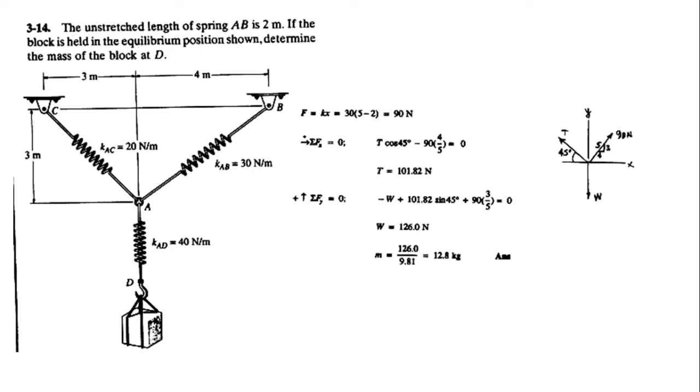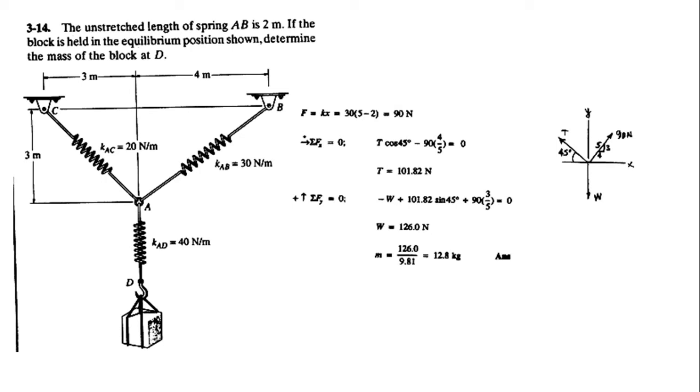Now you apply sigma Fx equal to 0. You draw the FBD of your system, x, y, and the weight is acting downwards. The other component from A is the tension T, and the other one that you have already calculated is the force, which is 90 newtons, and its components will be very simple: 4 and 3 by 5. Now you apply sigma Fx equals 0. It will be T cos 45 minus 90 times 4 upon 5, since you are calculating sigma Fx. So you calculate the unknown tension T equal to 101.82 newtons.